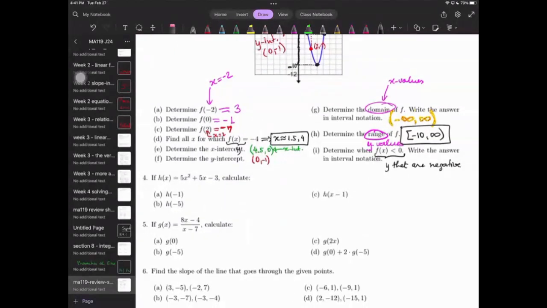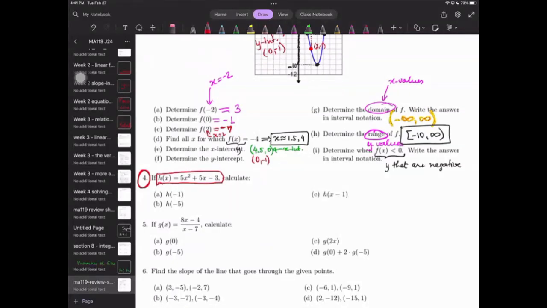Again, talking about function notation, which is problem number 4, number 5 as well. I'm just going to do one of each because they are kind of similar. It's just different expressions. So for example, for number 4, given the expression h of x equals 5x squared plus 5x minus 3, find h of -1, h of -5, and h of x minus 1.